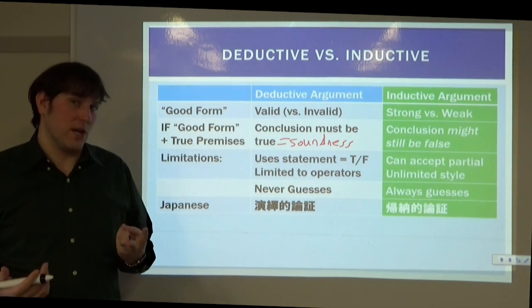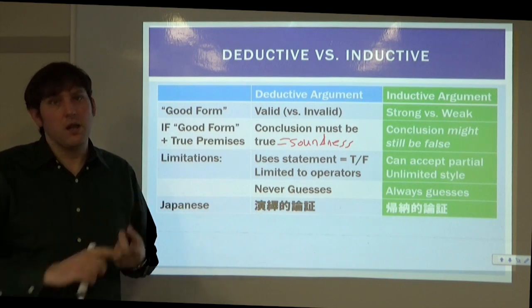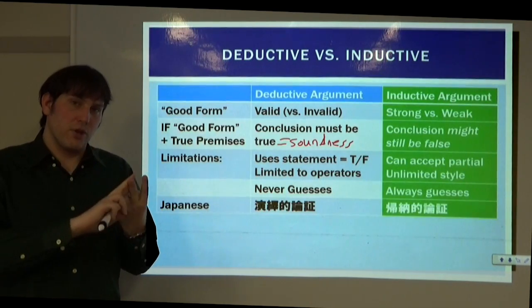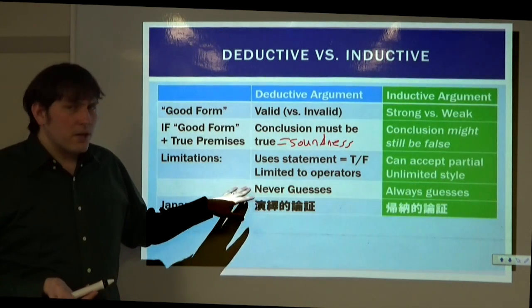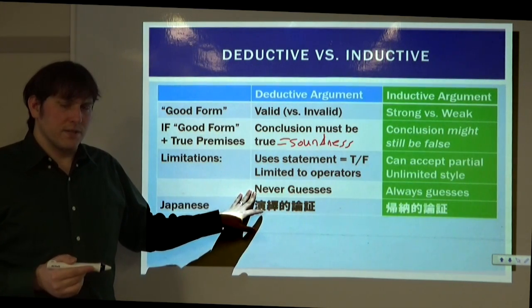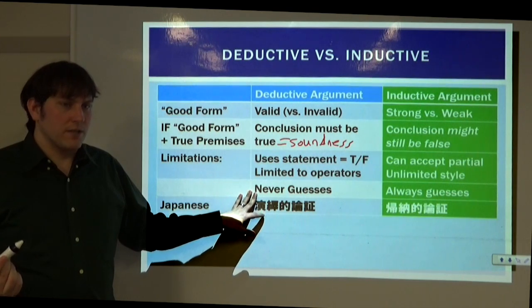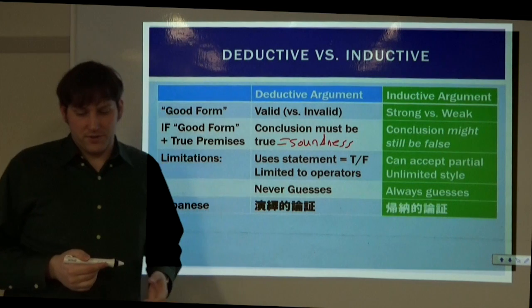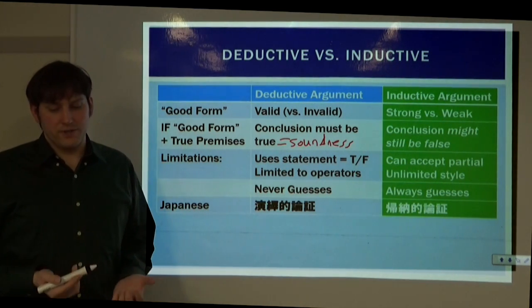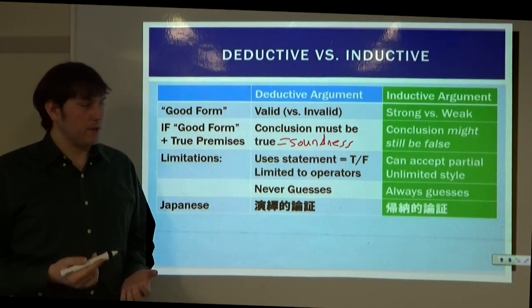So we looked at two different types. We looked at arguments by analogy, and we looked at generalizations. Both of these are types of inductive arguments. Now, a deductive argument never guesses. By that I mean it's always sure. An inductive argument always guesses. It's never completely sure of what it's saying. It's always working towards something.